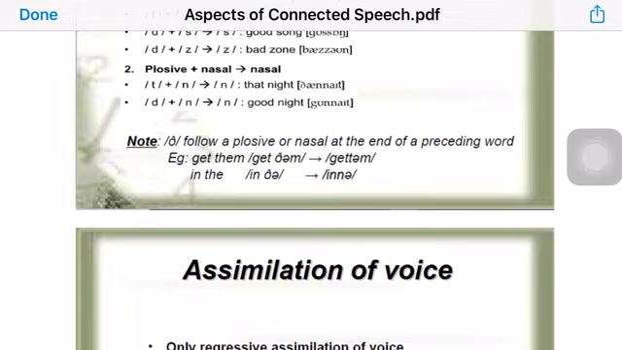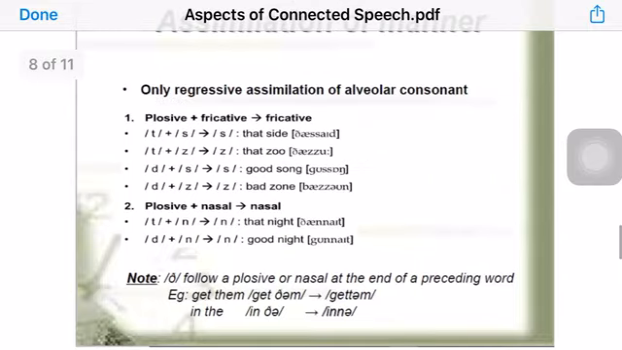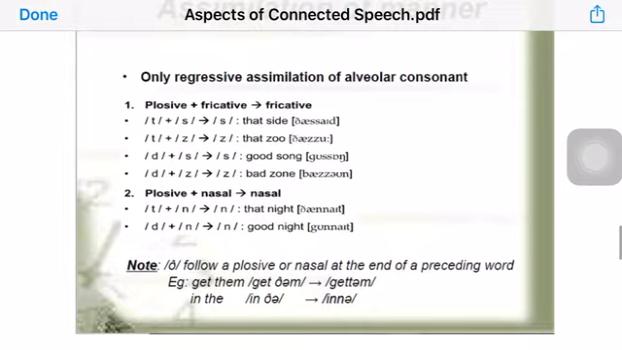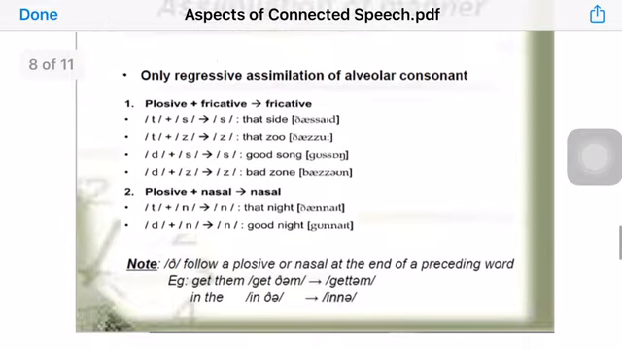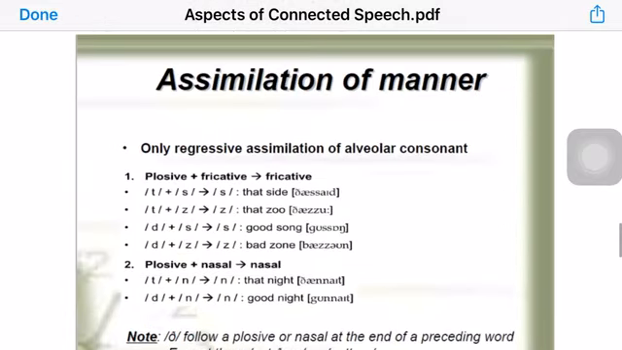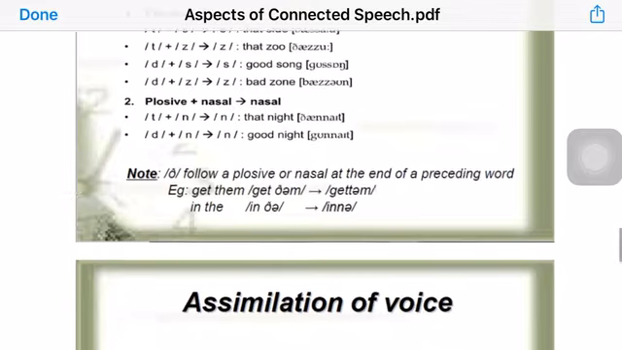This is important to understand, but you don't need to memorize the example. This is not really important. The only thing that you need to remember is an example of these two cases. So I guess that "that side" and "good night" would be easy examples to remember. And this is, as I said earlier, assimilation of manner of articulation, because the change will take place in the manner of articulation.